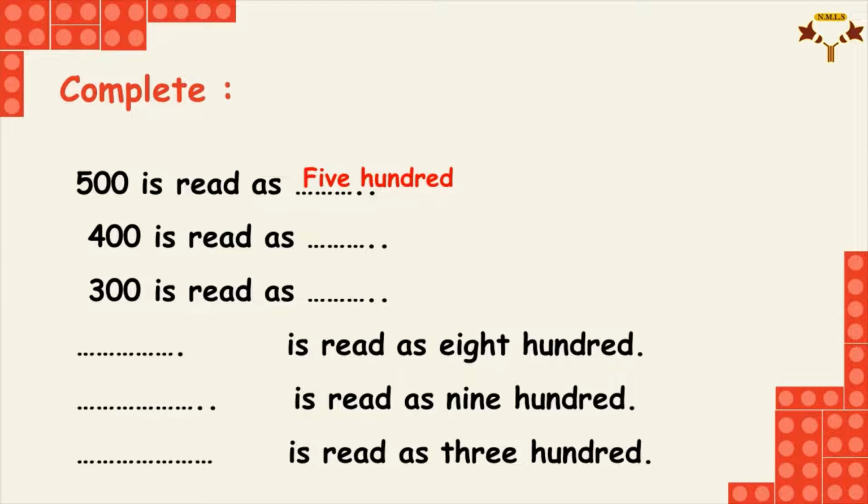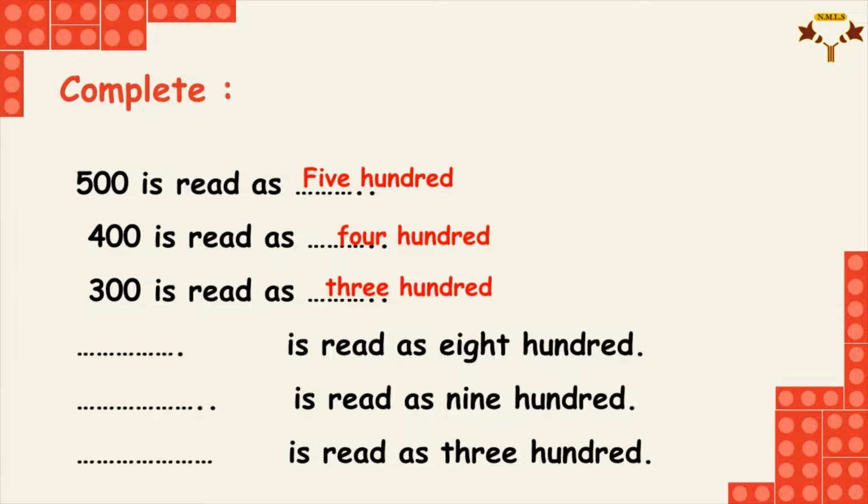Another example, here I have 400. It is read as, I want to write it in word form, or in letters, so I can write four hundred. Here, 300 is read as what? Yes, I want to write it in words: three hundred.